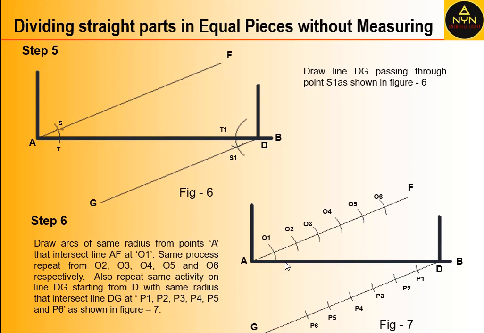Step 5. Draw line DG passing through point S1 as shown in figure 6. Step 6. Draw arcs of the same radius from point A that intersect line AF at O1. Repeat the same process for O2, O3, O4, O5 and O6 respectively. Also repeat the same activity on line DG starting from D with the same radius, intersecting line DG at points P1, P2, P3, P4, P5 and P6 as shown in figure 7.